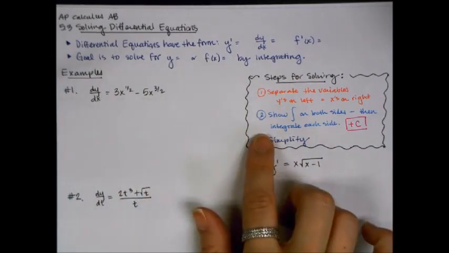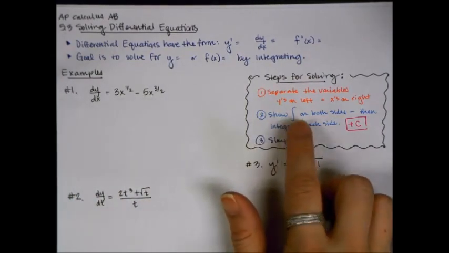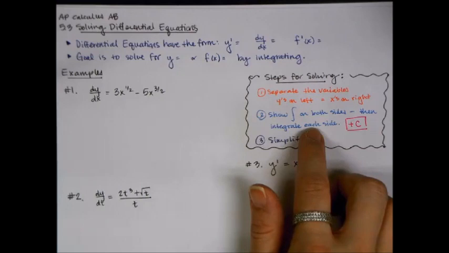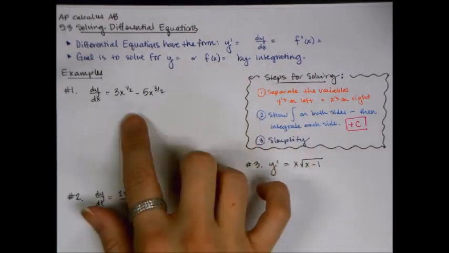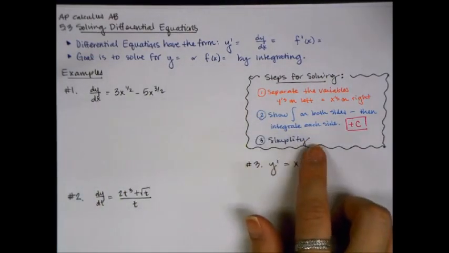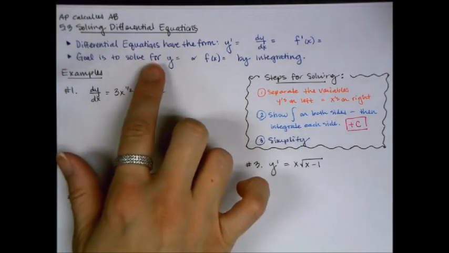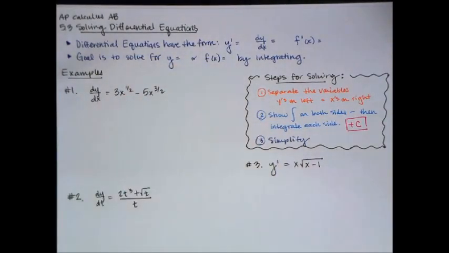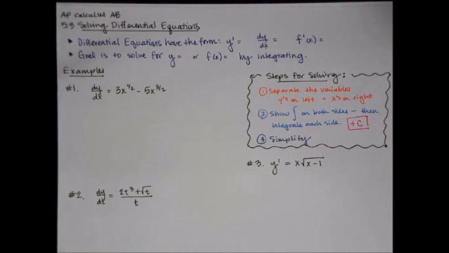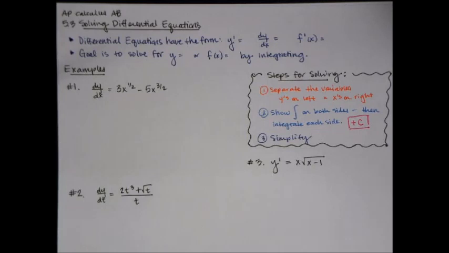The next step will be to integrate on both sides. We actually want to show the integral on both sides after we've separated the variables. And then remember to add c. The last step will be to simplify, and again, we want it in that y or f of x equals form. Of course there'll be some other problems, maybe some cleanup before we can start integrating. There might be some use substitution on the way.